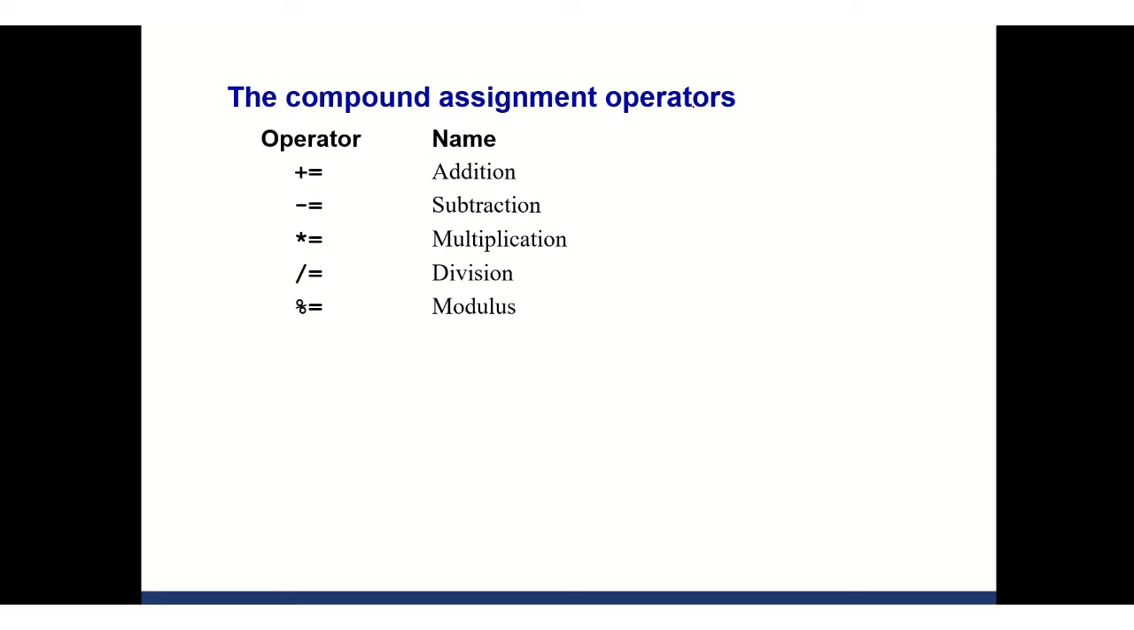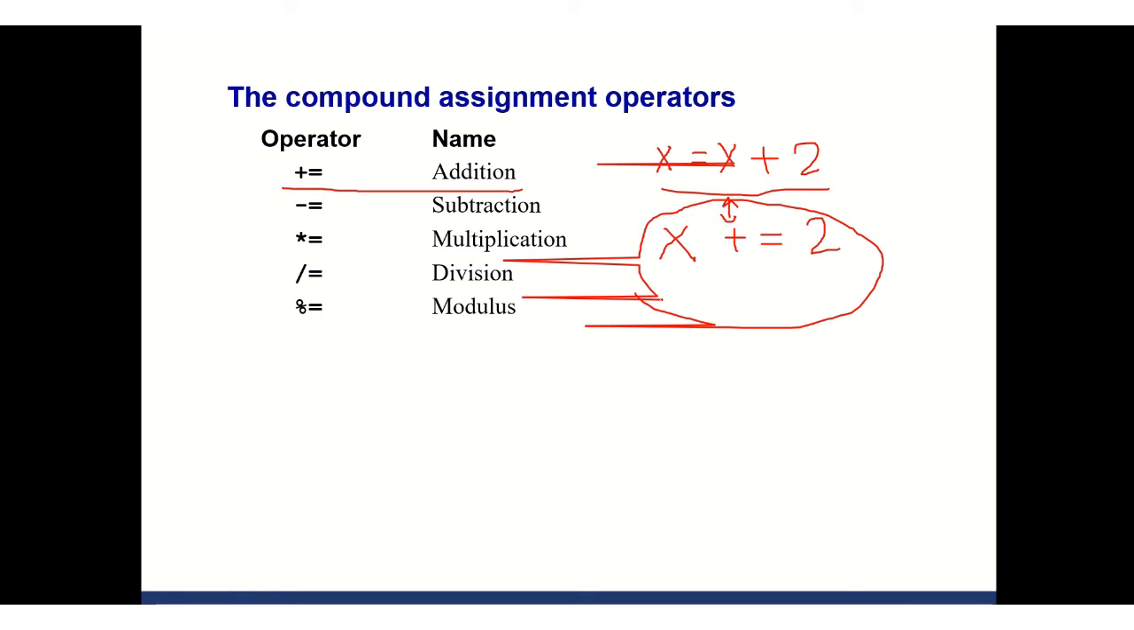The compound assignment operators are even more interesting. So the addition, what does this mean? If you write x equals x plus 2, this is an arithmetic operation, right? In this step, x is incremented by 2. But you can alternatively write it as follows: x plus equals 2. Both these statements carry the same meaning, result wise they are the same. But this is the way you can use a compound operator.